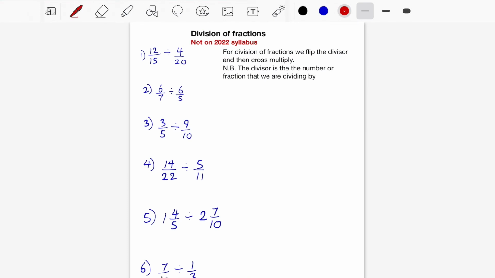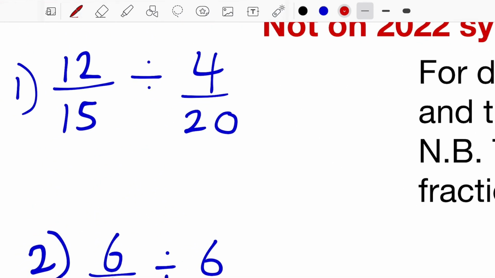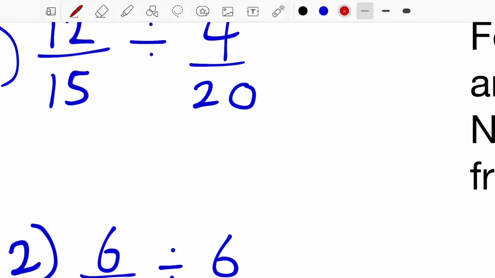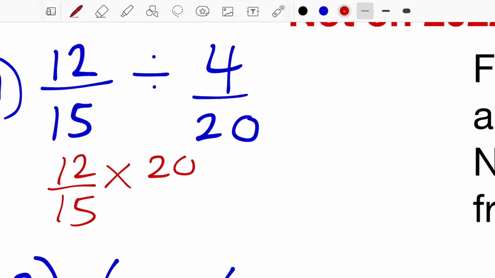Okay, so division of fractions. So we'll begin with number 1. So remember, when dividing fractions, whether it be by a whole number, or dividing a whole number by a fraction, or dividing a fraction by a fraction, we must flip the divisor and change the division to multiplication. So that will be 12 over 15 multiplied by 20 over 4.